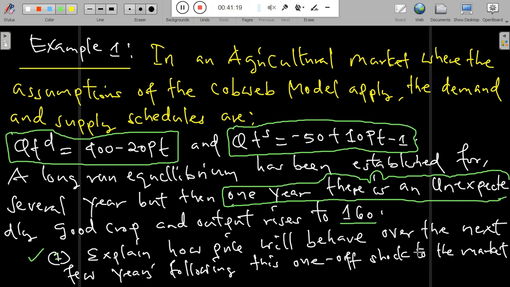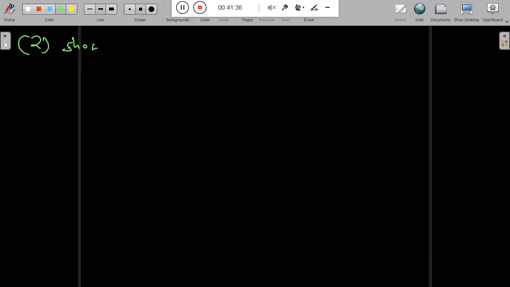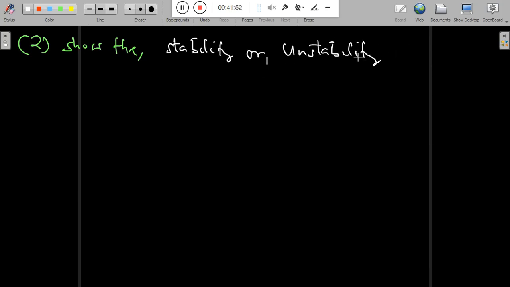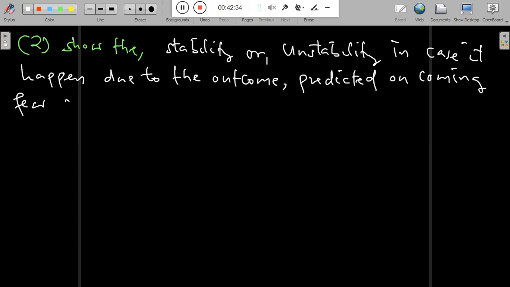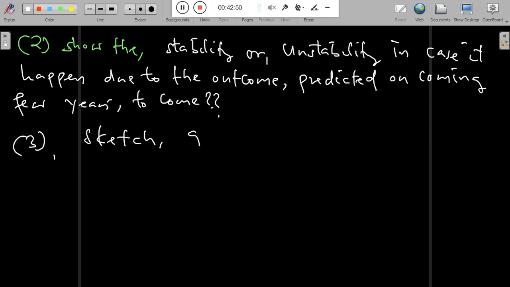So we are required to explain how price will behave over the next few years following this one-off shock to the market. But also, second, to show the stability or instability of the behavior of the prices in the few years to come. And we also need to sketch a graph to show the above solutions.